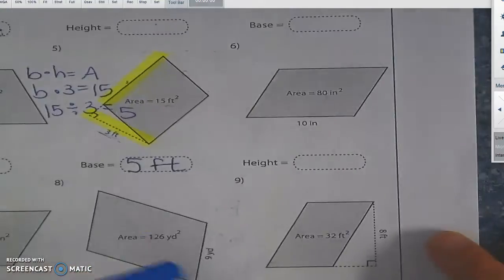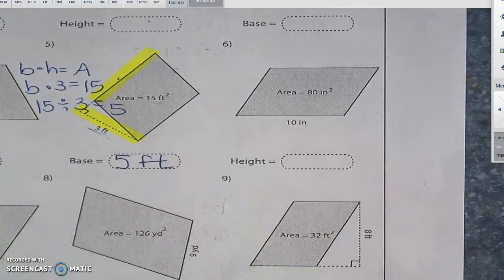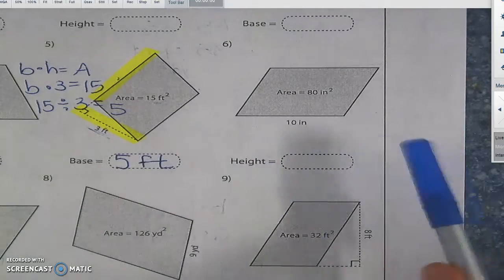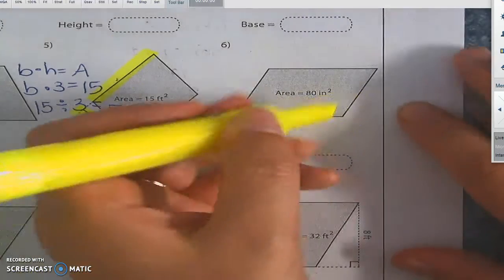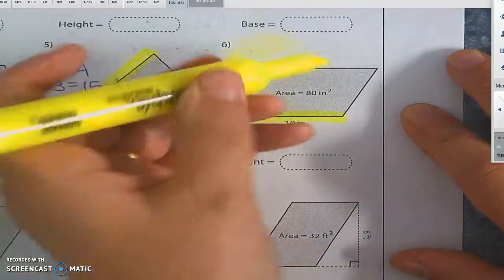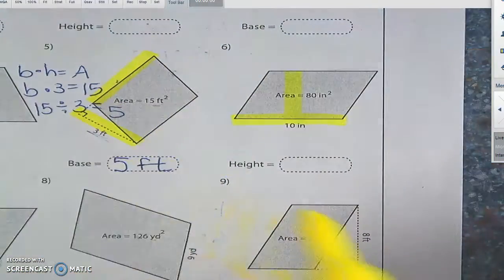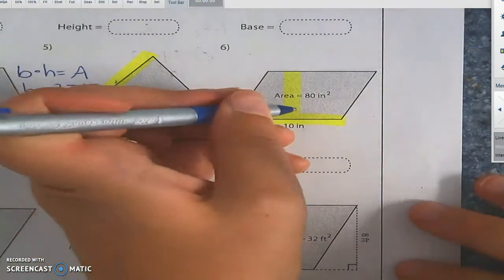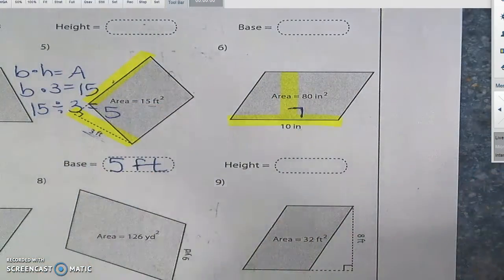We're also going to look at this one. Here it tells me my area is 80 square inches, and then it has my floor or my base labeled. So I'm going to highlight my base. I need to draw in my height. I'm going to draw it in as a 90-degree, or add a 90-degree angle to my base.